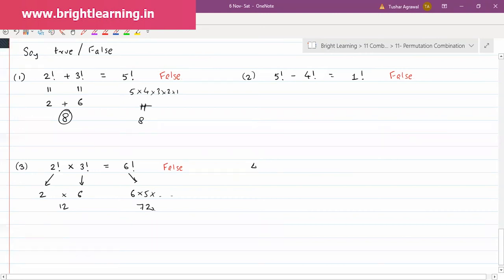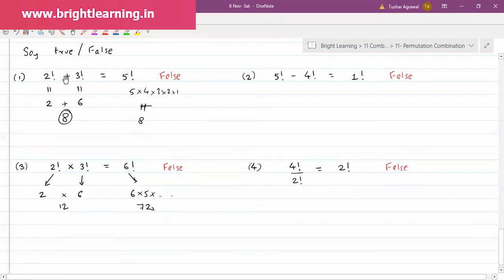And for division also, see, 4 factorial divided by 2 factorial is equal to 2 factorial. Factorial common, 4 upon 2 is 2. Many students give this logic. So factorial common, 4 upon 2 is 2. This is again a false statement. Okay. False, sir. So don't make that mistake.